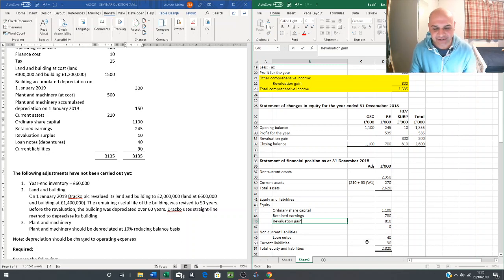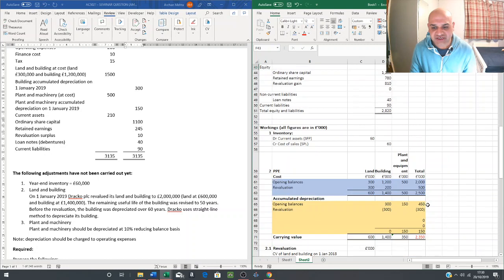Good, done. So we have done those entries, and now let's assume we are at the year end. Okay, now we are at the year end, 31st December 2019. I know it's in future, but let's assume we are at 31st December 2019, and we are going to calculate now the depreciation on building and plant and equipment. So the depreciation charge, first of all, the building.